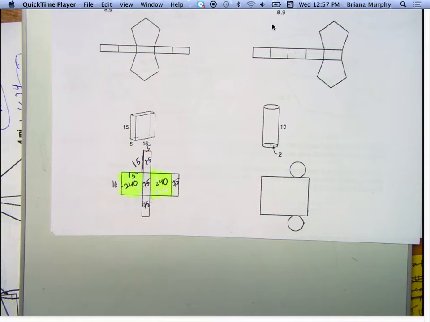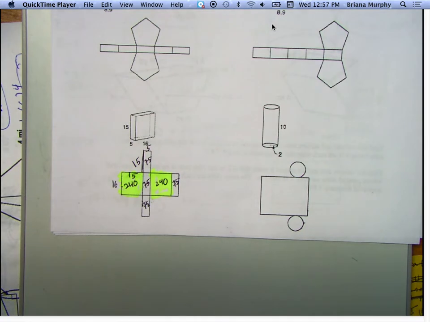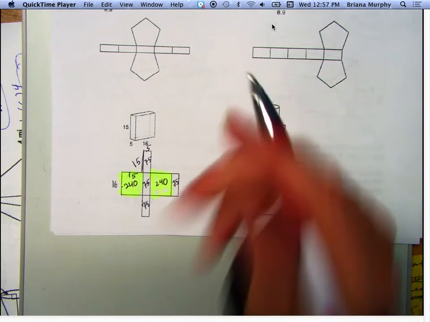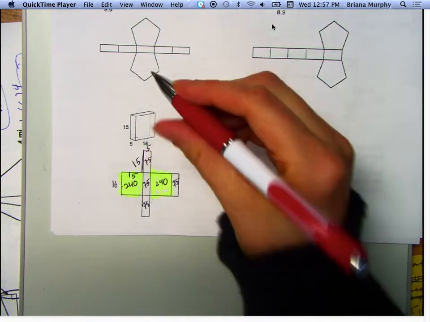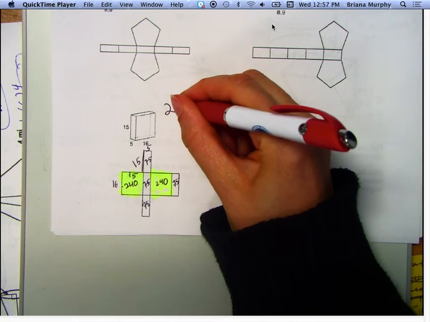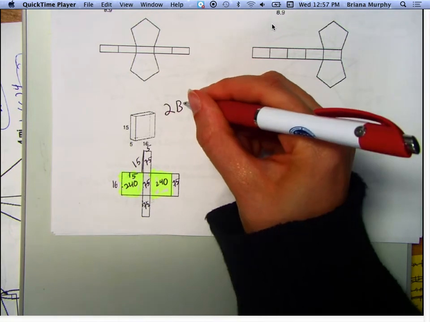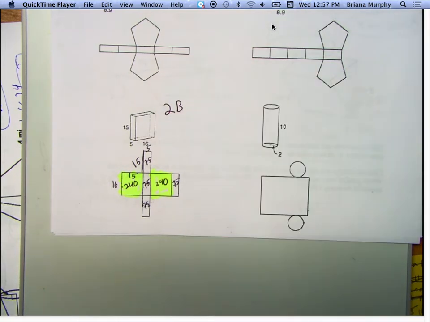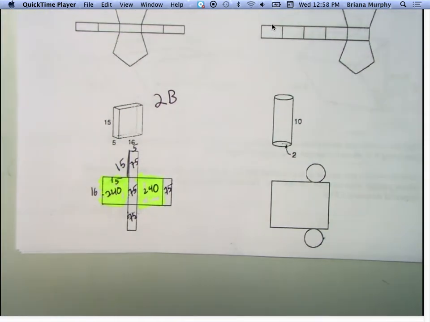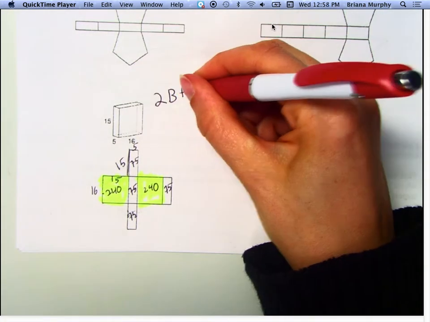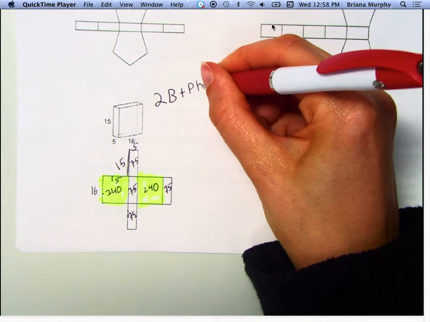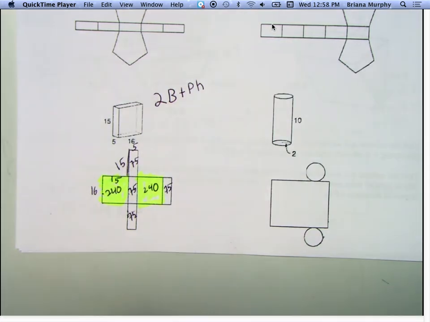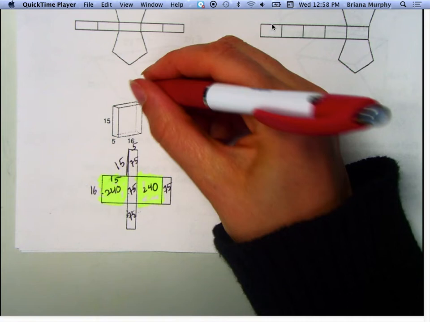Yeah, I know some of you are going to say, I think that's supposed to be 16 and not 15. I really think it's supposed to be 15. Okay, so let's talk about the formula. So I'm going to go 2 times the base plus the perimeter times the distance between the two heights. Okay, that is my formula for surface area.